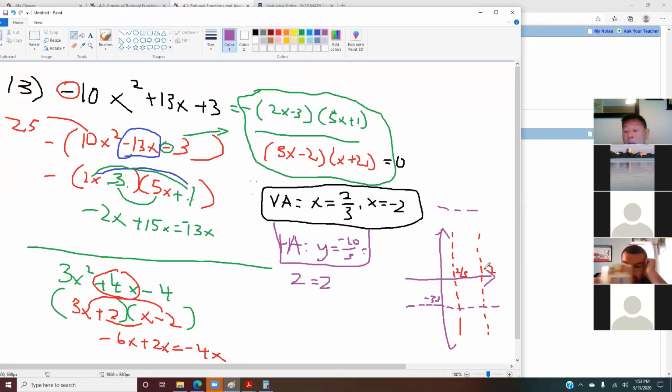In the test, if I ask you to graph and you do not graph your asymptotes, you will lose 1 point automatically. So make sure you graph your asymptote. And how do you graph your asymptote? I just showed it to you just now. Use a dashed line. You will have to graph your vertical and your horizontal asymptotes.